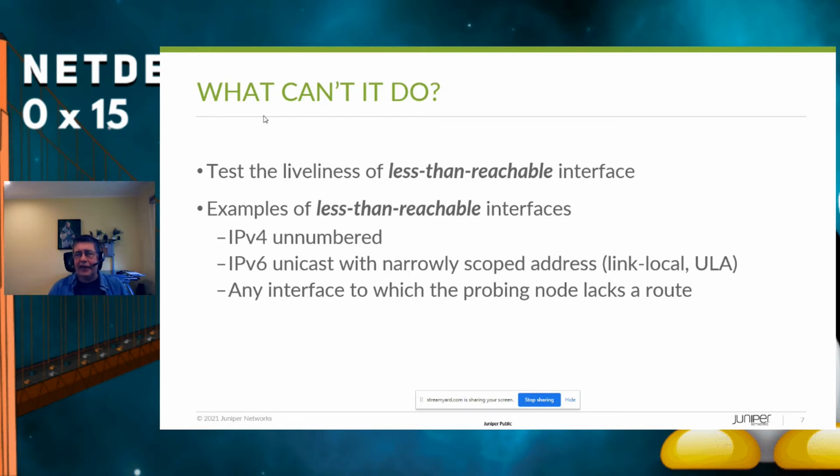Another possibility is that the probed interface is an IPv6 unicast address that is narrowly scoped. Say it's a link local address or a ULA. Well, yes, it has an address, but you don't have a route to a link local address that's a few hops away. And you may not have a route to a ULA or a private address. Or it could be just some normal interface with a normal address that you don't have a route to. That's a less than reachable interface. And ping, as it is right now, cannot be used to test the liveness of that interface because you can't reach it. You can't send a message to it.